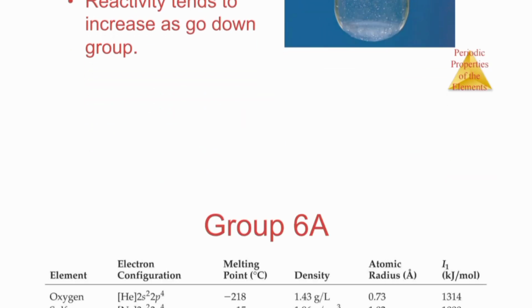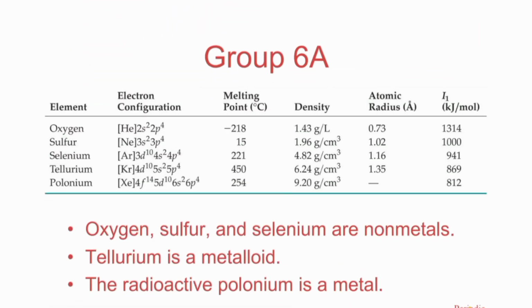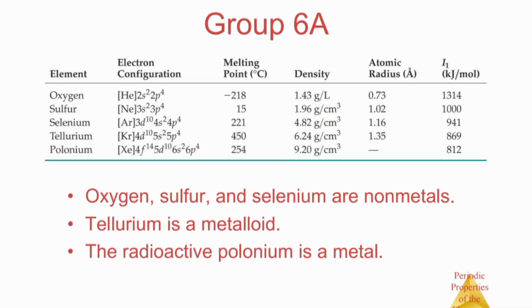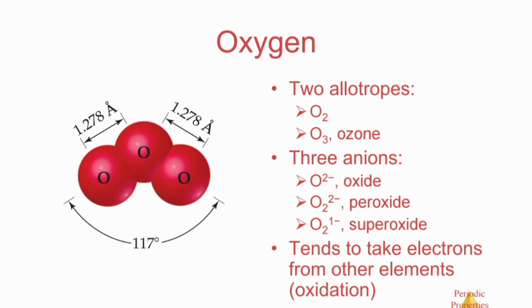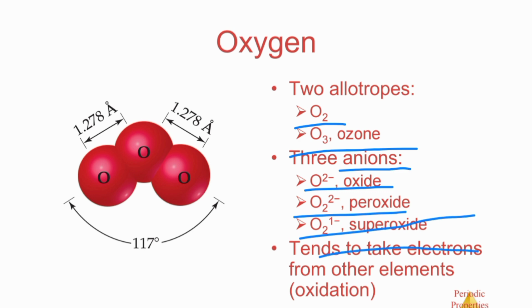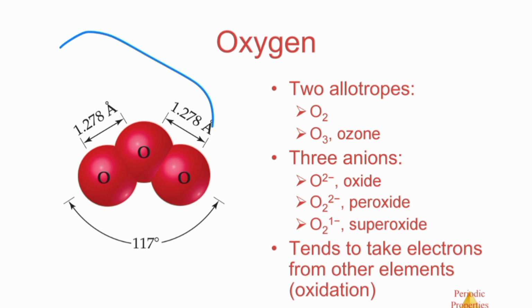Group 6A is the oxygen family. Oxygen, sulfur, and selenium are non-metals. Tellurium is a metalloid. The radioactive polonium is a metal. Oxygen as O2, and ozone O3, forms anions: oxide, peroxide, superoxide, and tends to take electrons from other elements. This is the structure of O3.